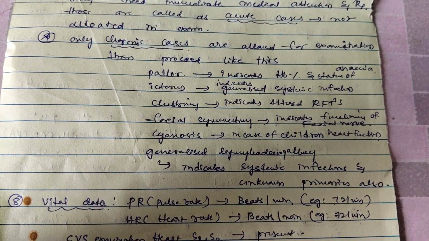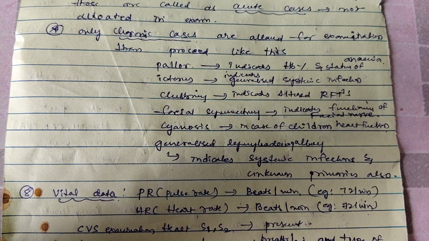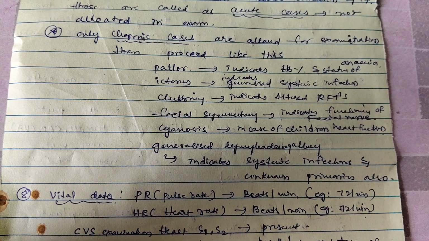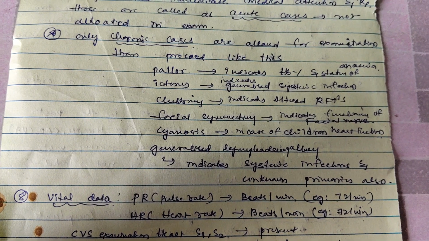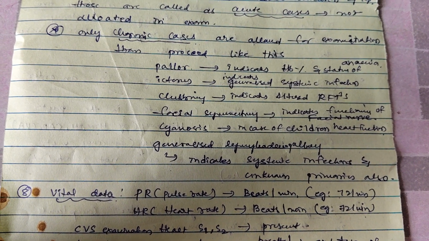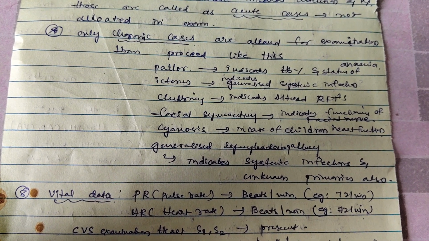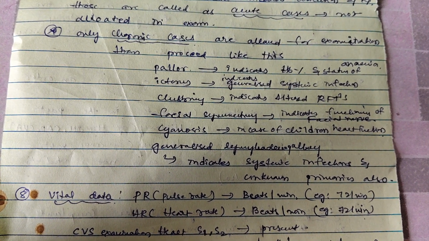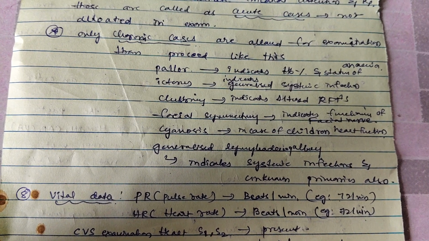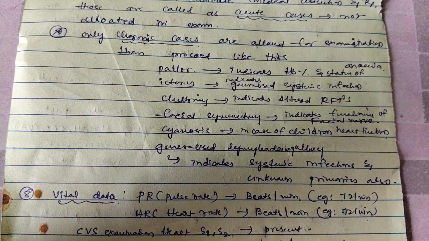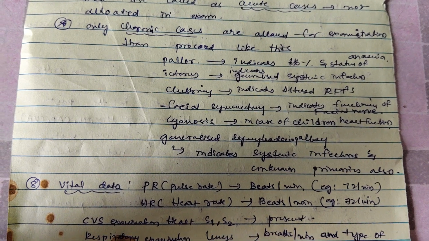And then CVS examination. What is CVS examination? Cardiovascular system. What is the cardiovascular system? Related to the heart. So I am also recollecting. You have the heart sounds here, S1 and S2 we call them. So present or not, S1, S2 you can check with the stethoscope.